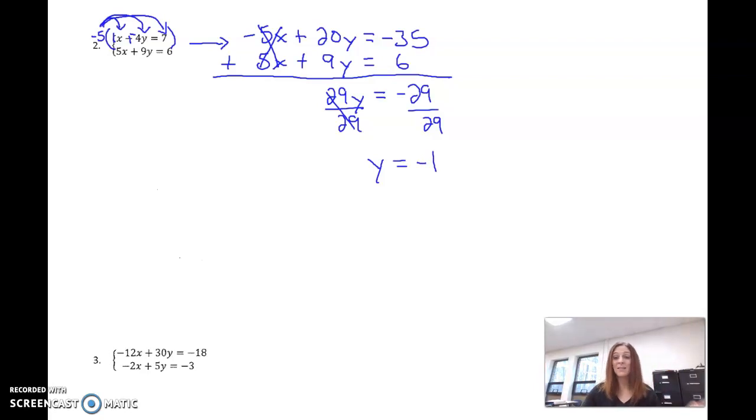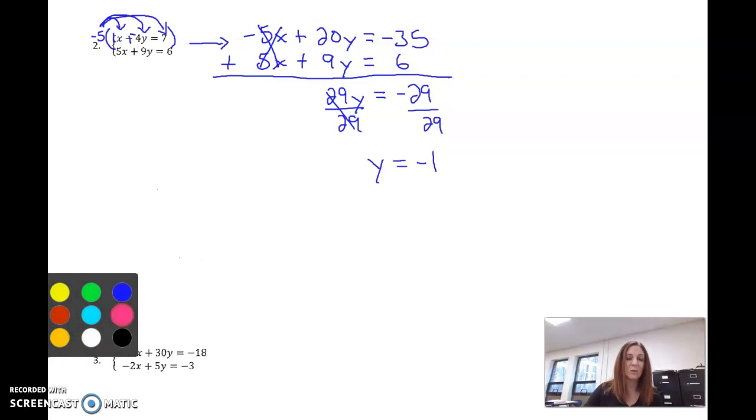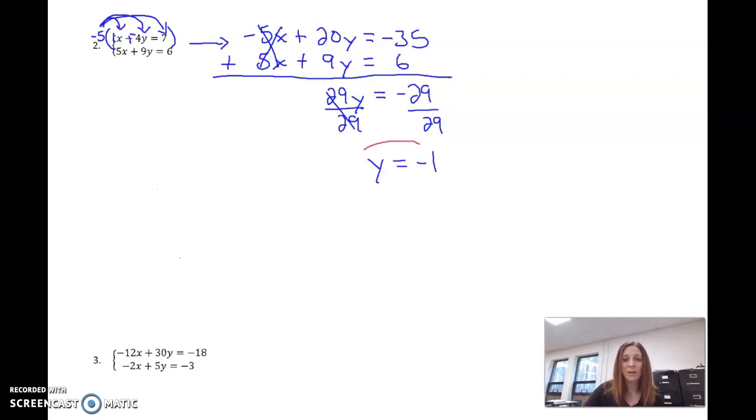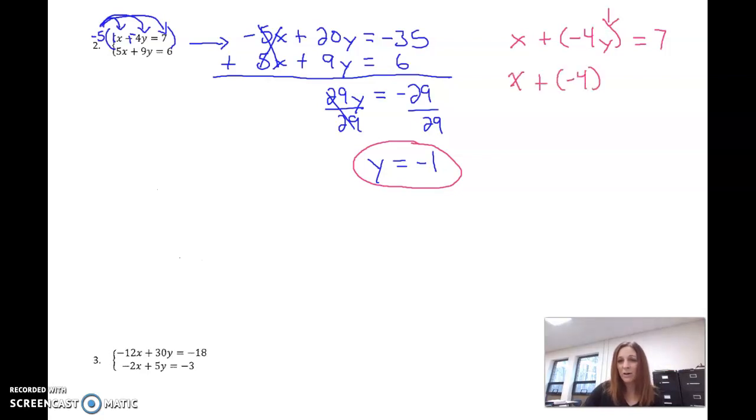Okay, so in this case, we've got a value, right? We know what y is. So now we have to figure out what x is. Remember, we pick one of the equations, it doesn't matter which one, and we plug this value in for it. So I'm going to take this top one, x plus negative 4y equals 7, and put negative 1 in there for y. So this is x plus negative 4 times negative 1 equals 7. Negative 4 times negative 1 is positive 4, so x plus 4 equals 7.